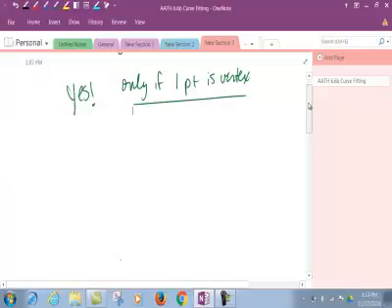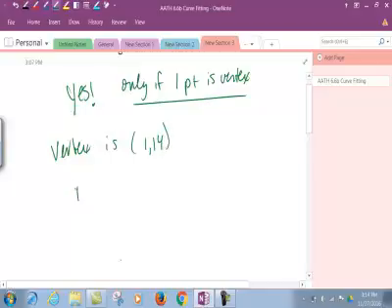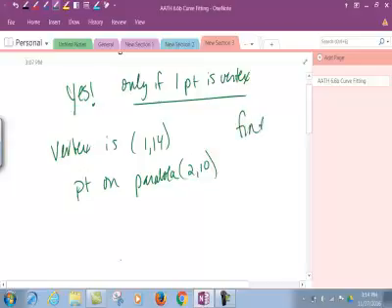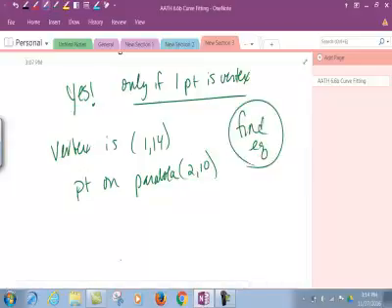Let me give you an example. I'm going to tell you that the vertex of a parabola is at (1, 14), and then another point on the parabola is (2, 10). And we're going to find the equation. That's our job. So here's what we do.